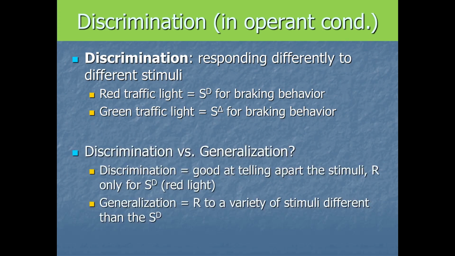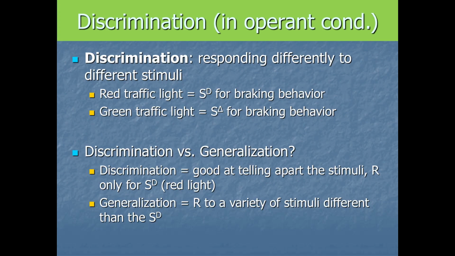Now, previously with respondent conditioning, we saw that discrimination and generalization are opposites, right? If you have a lot of discrimination, you don't have much generalization, and vice versa. And the same thing holds true here with operant conditioning. Discrimination would mean you're good at telling apart the stimuli. You only respond to the SD. You only brake for the red light. Generalization would mean you respond to a variety of stimuli that are different than the SD.